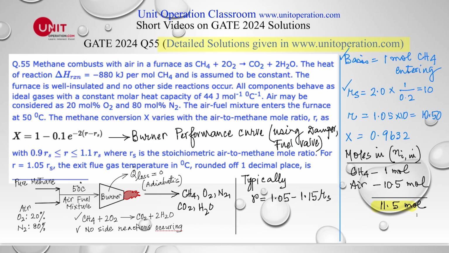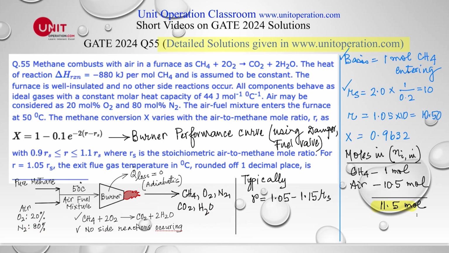And R is given as 1.05 of RS. That's given. So R is equal to 10.5. So for each mole of methane, 10.5 moles of air enter this burner. Now, one interesting thing is that because of this reaction, as you can see, 3 moles of reactants give 3 moles of products. Also, we can see that nitrogen is the inert, so it goes through as it is.